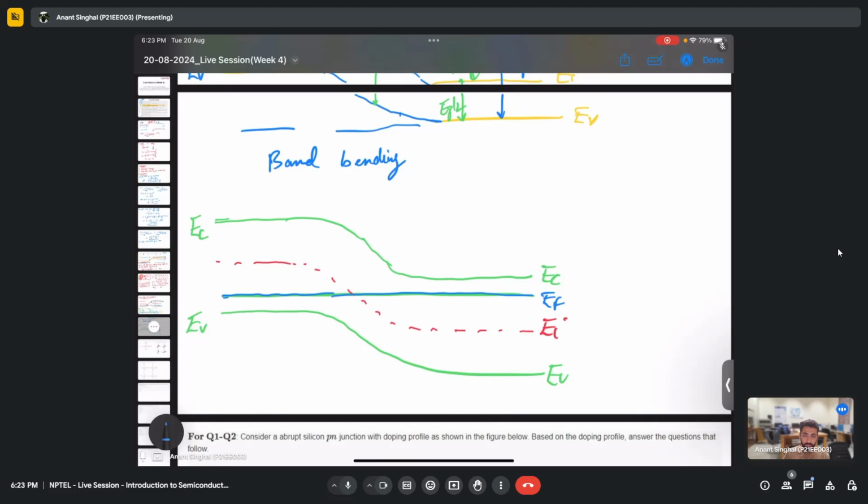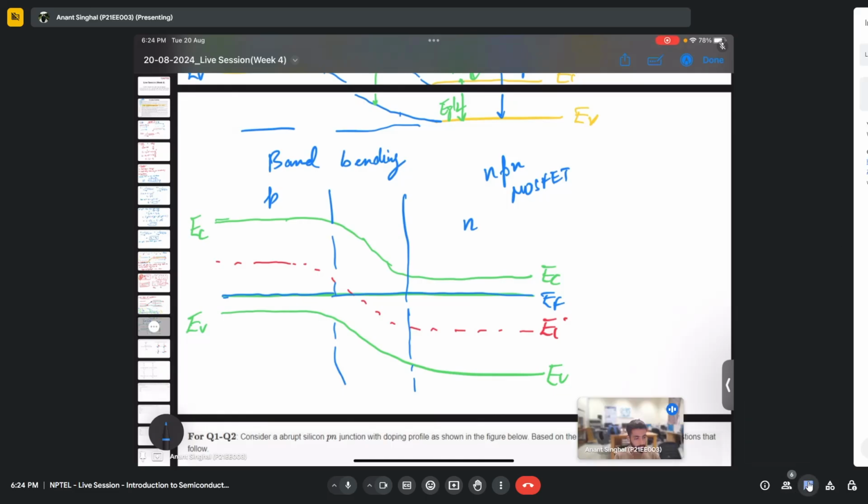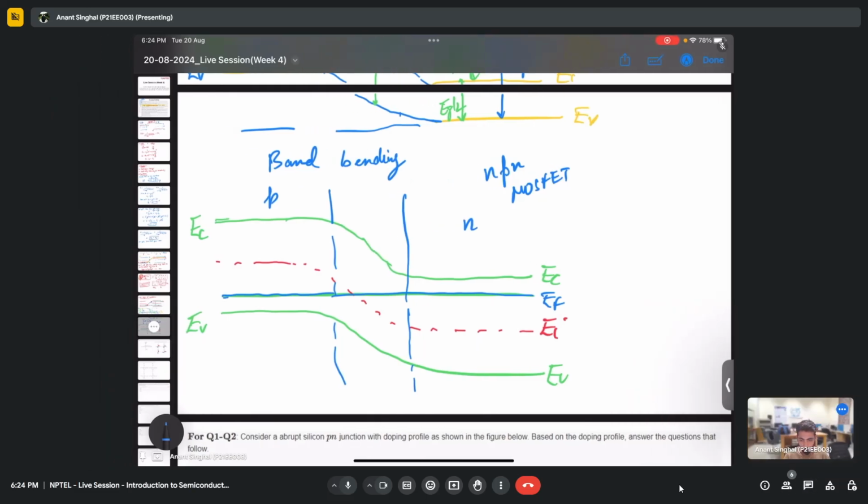This is the most basic thing, because we'll be going to some more devices such as the NPN junction, maybe a MOSFET. Everything will be done using this band diagram only. If you have got the idea of how this PN junction is working, then you won't have any problem in further devices also. Is it clear to everyone? You can type in the chat box or respond by opening your mic.